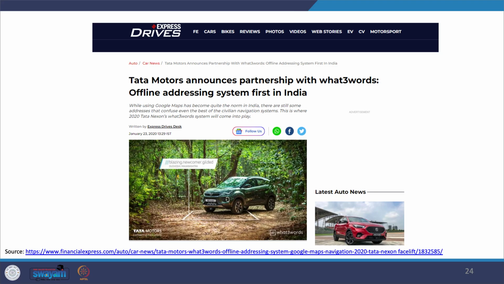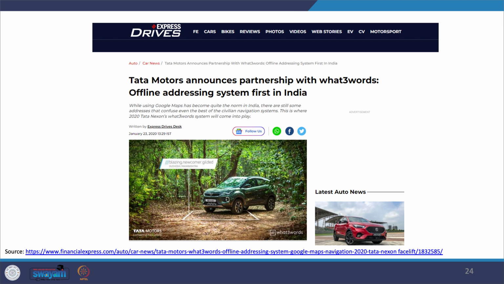So as I had told you in the beginning also, I'll also be telling you about a brand which partnered with What3Words, and that brand was certainly Tata. So what you see on screen is the snapshot from Express Drives that Tata Motors announces partnership with What3Words, offline addressing system, which was first in India.